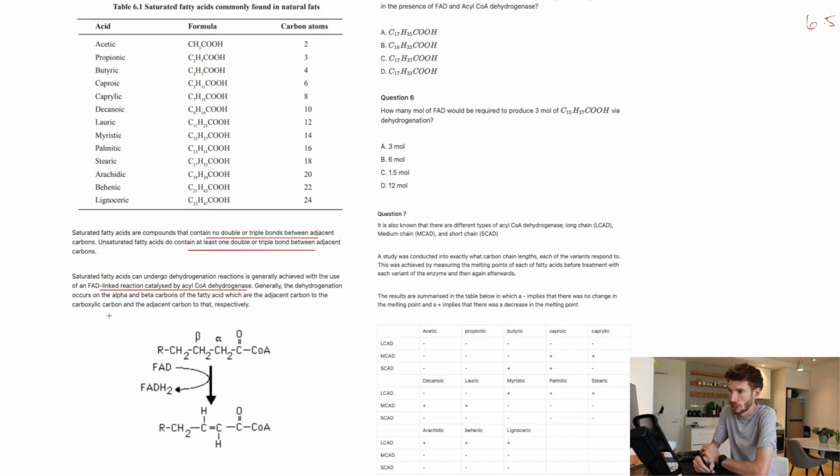Generally, the dehydrogenation occurs on the alpha and beta carbons of the fatty acid, which are the adjacent carbons to the carboxylic group. Here's the carboxylic, which has been attached with a coenzyme A, and there's our alpha carbon, there's our beta carbon, like that. So the wording that I've put together is extra confusing, but really the diagram helps out. This is a common trick that you can use, so you don't always have to read in too closely to the way they present things.